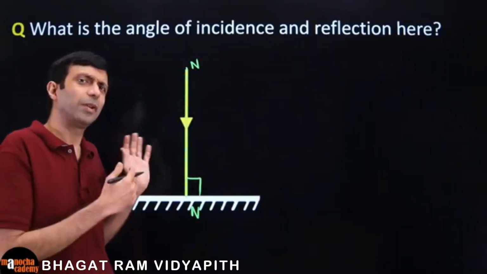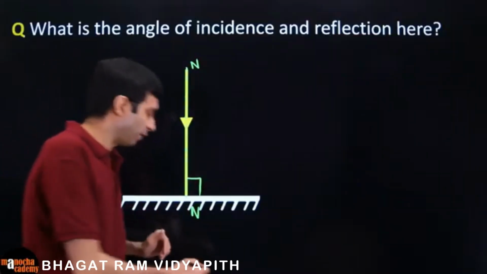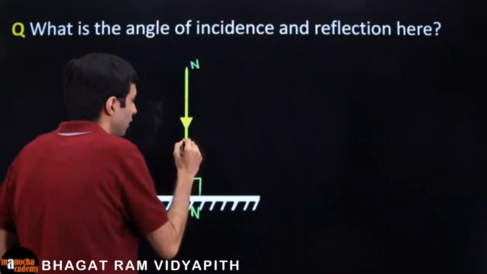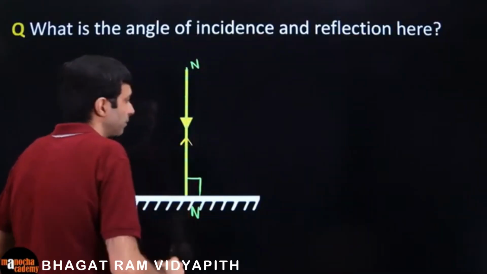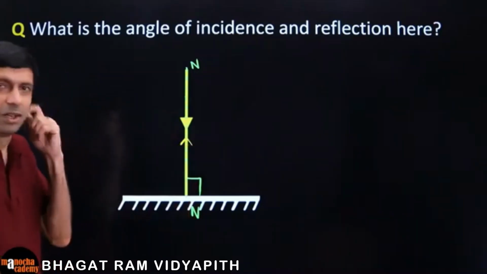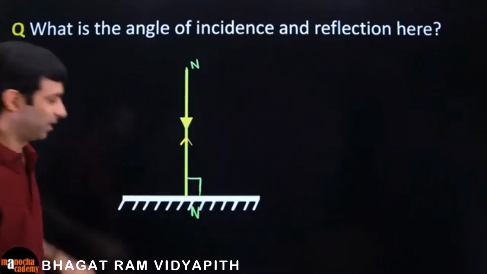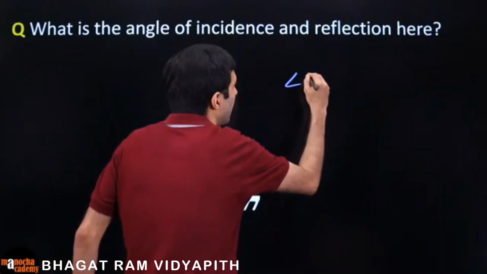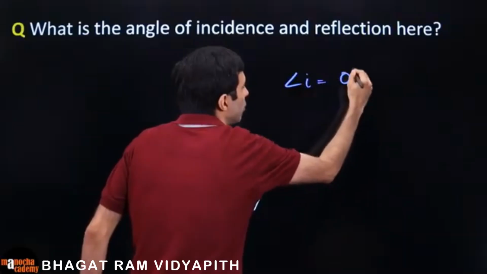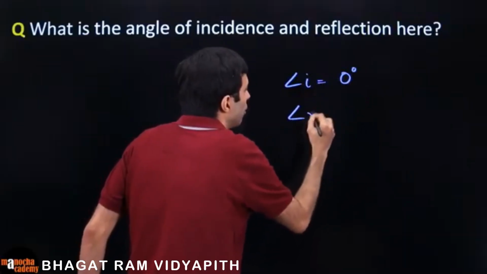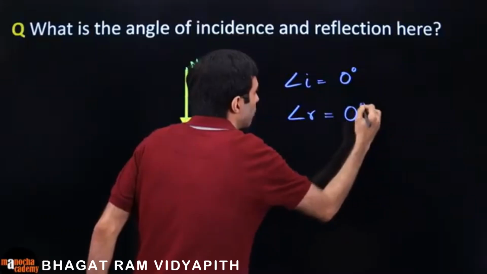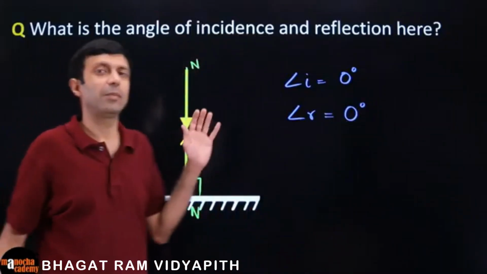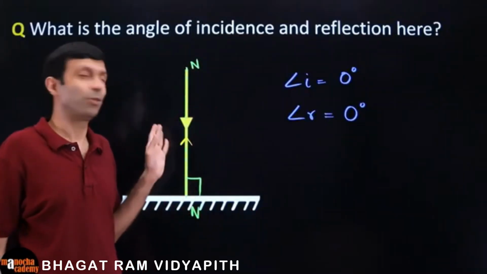So what is the angle between the incident ray and the normal? The reflected ray, once it hits like this, is going to go back like that. We can clearly see angle I is going to be 0 degrees. And by the second law of reflection, angle R is also going to be 0. We know if it hits like this, it's going to go back. So the angle between the incident ray and reflected ray is 0.